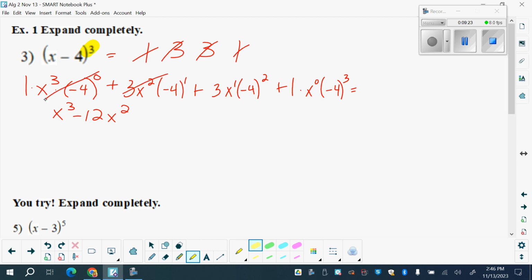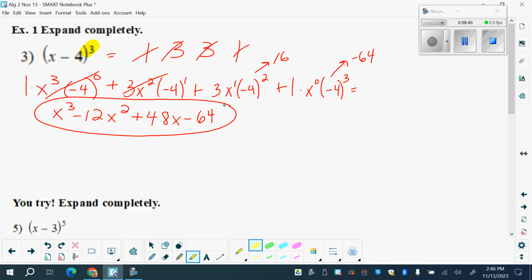And then what's negative 4 quantity squared? 16 times 3 would be 48. So 48x. And then negative 4 to the 3rd. What's that? Negative 64. So then this would be minus 64. And that's your answer. So I'm going to temporarily skip number 4. We'll come back to it.